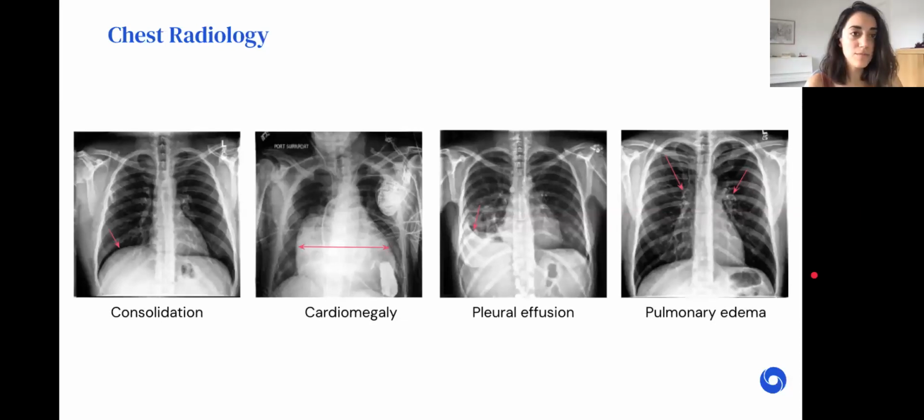And here are some examples where we look at images generated for different conditions, starting from consolidation, where the right lower lobe is too white, and it appears as air is replaced with something else, like blood or edema fluid, to cardiomegaly, which is probably the most obvious, where we have a high cardiothoracic ratio, and so on.